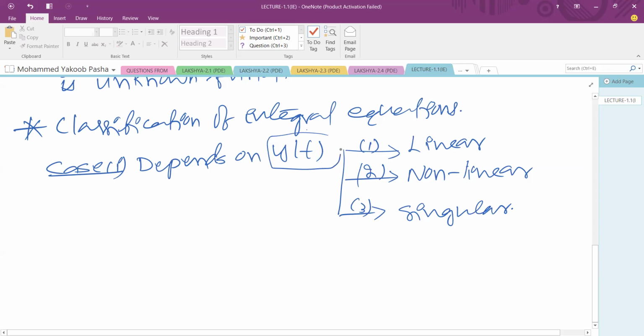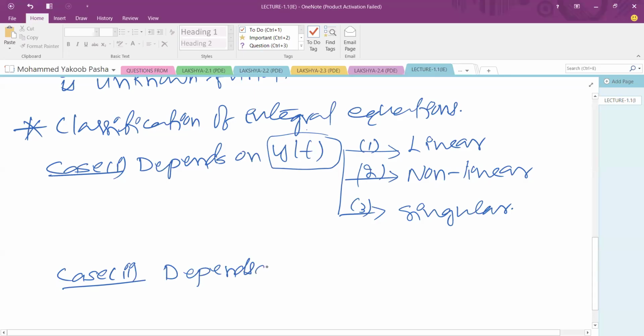Okay. According to y of t, we can classify integral equations into three types: linear integral equations, non-linear integral equations, and singular integral equations. And case 2: depends on g of x.